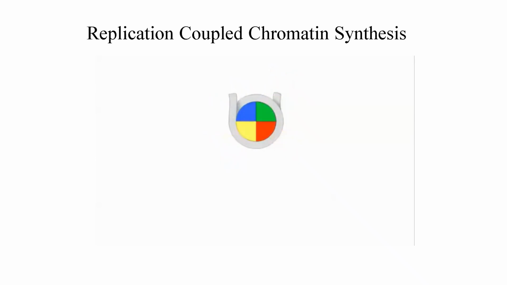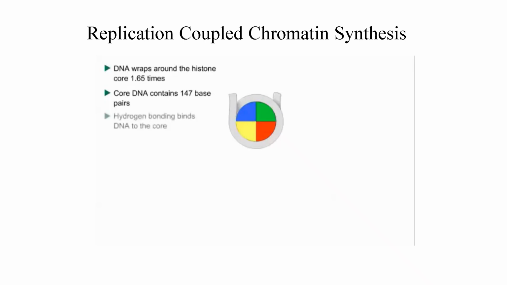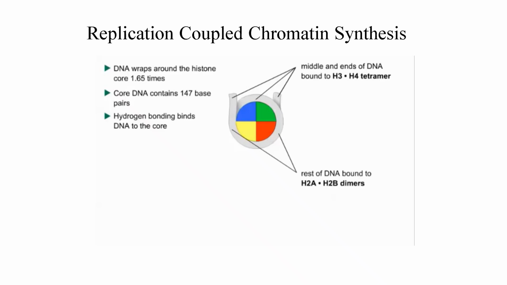The DNA strand wraps 1.65 times around the core, using a length of 147 base pairs. This core DNA always wraps around the histone core in precisely the same way, independent of sequence. The DNA is bound to these proteins via hydrogen bonding. The H3-H4 tetramer binds the middle and both ends of the core DNA. The H2A-H2B dimers bind the DNA between the middle and the ends.